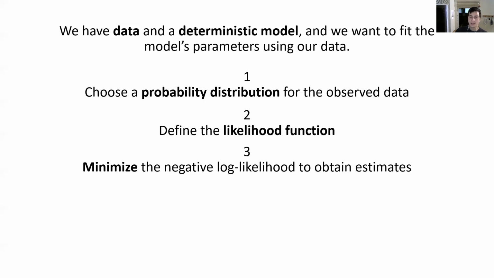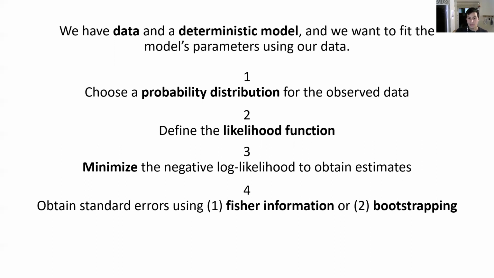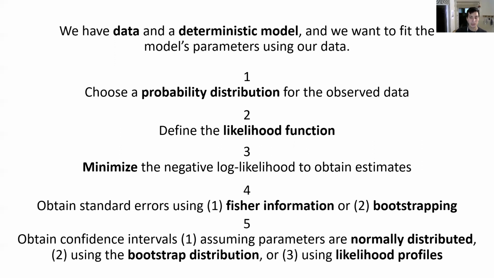Then we want to minimize the negative log likelihood using, in most cases, some numerical optimization algorithm paired with the negative log likelihood function that we've defined. This step, however, can be extremely finicky for complex models, as we'll see this week. Once we've got our maximum likelihood estimates for our model parameters, we can obtain standard errors for the estimates using either the Fisher information or bootstrapping. And finally, we can obtain confidence intervals using the parameters, assuming the parameters are normally distributed, or using the bootstrap distribution, or using likelihood profiles.